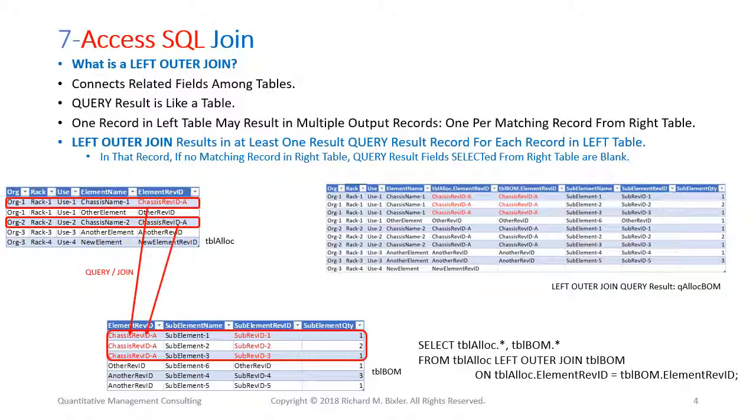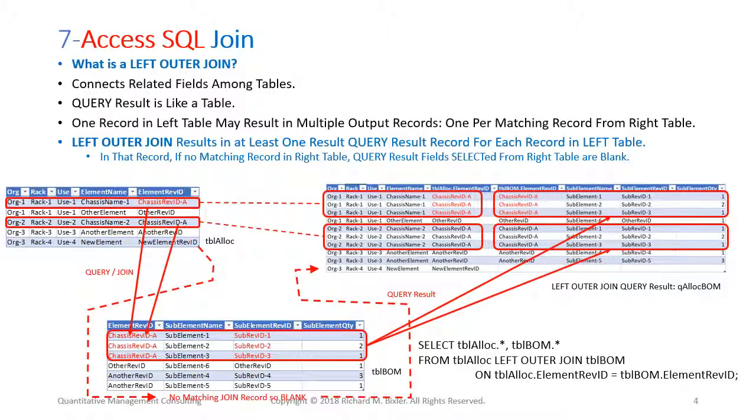The value chassis rev ID-A in field element rev ID in the first record of table alloc matches the element rev ID value in the records highlighted in table BOM. So we are going to need 3 subelements named in the subelement name field and specified by the subelement rev ID field in quantity specified by those fields for the equipment allocated in the first record of table alloc. This is an explosion. One input allocation record results in 3 query result records, one for each subelement needed to build the allocated chassis rev ID-A unit.